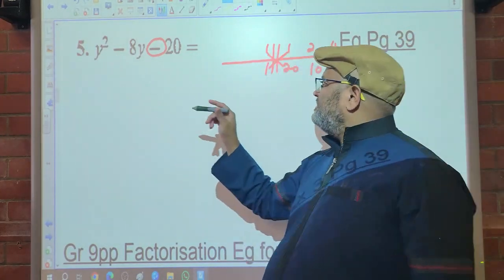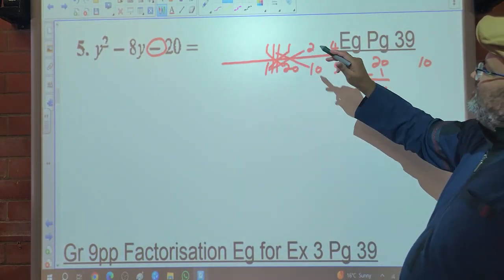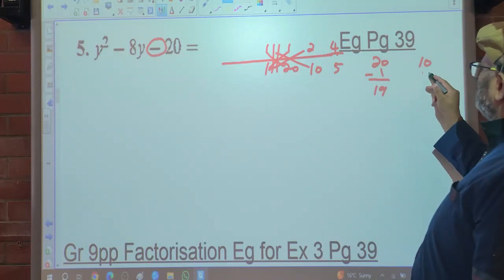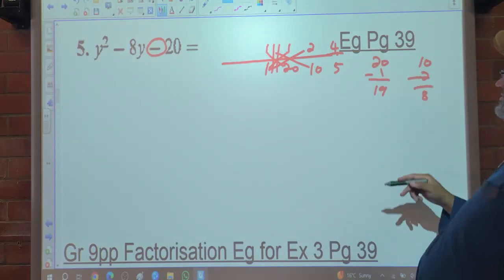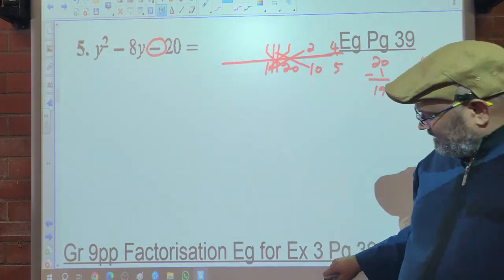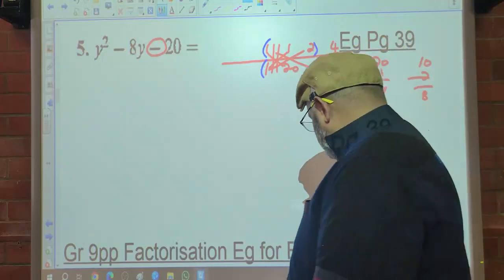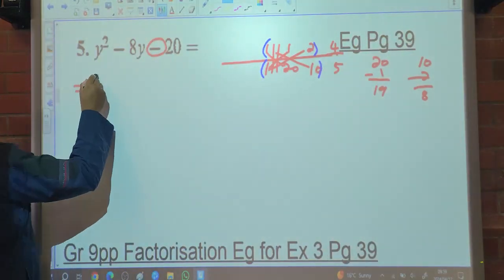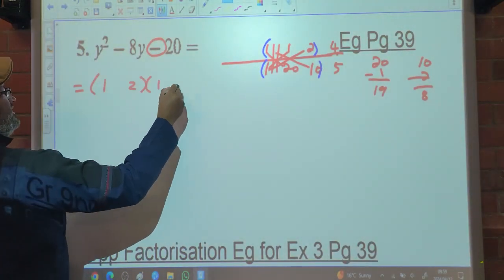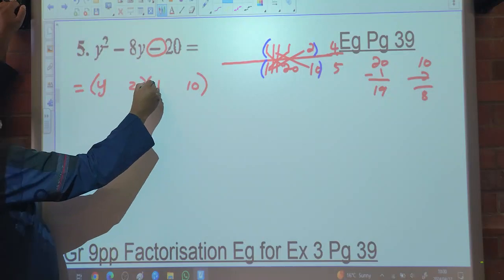You see that? There you go. 1 times 10 is 10. 1 times 2 is 2. You subtract, you get 8. And that's what I want. Not so? So in the bracket goes a 1 and a 2, a 1 and a 10. What about the variables? It's y squared. So here goes y and y.